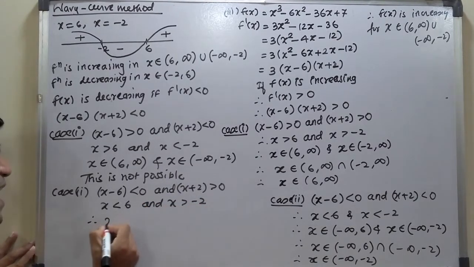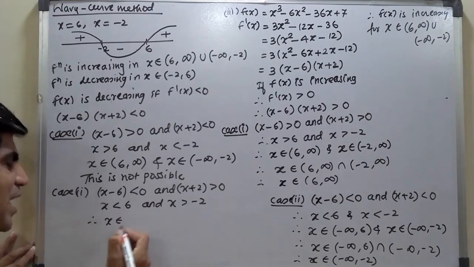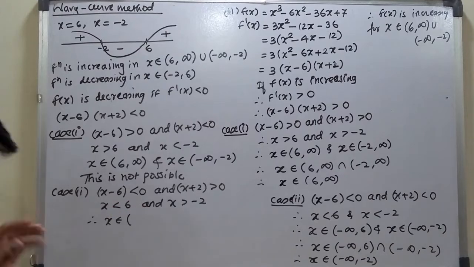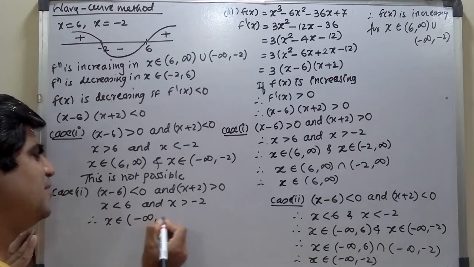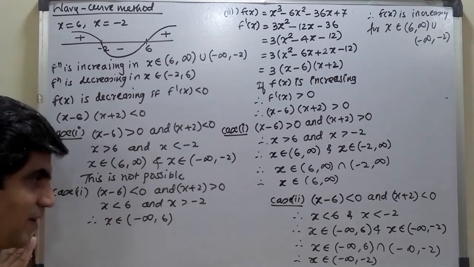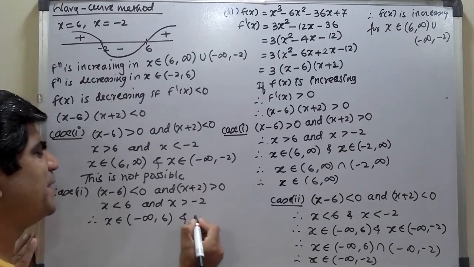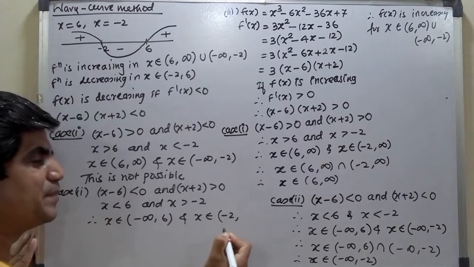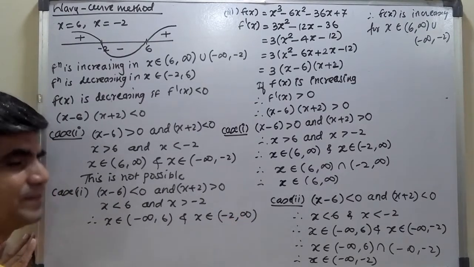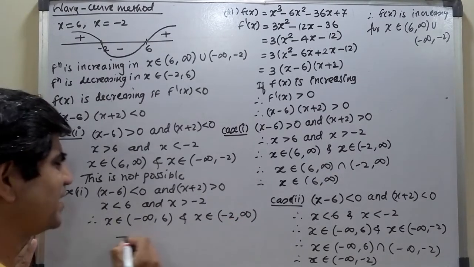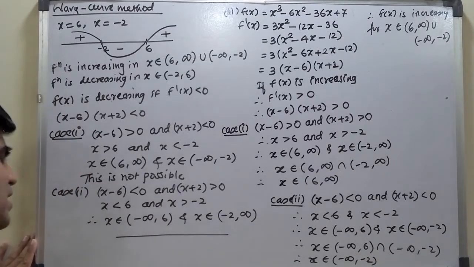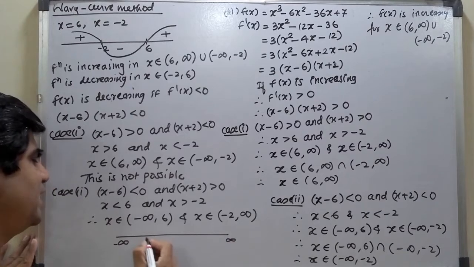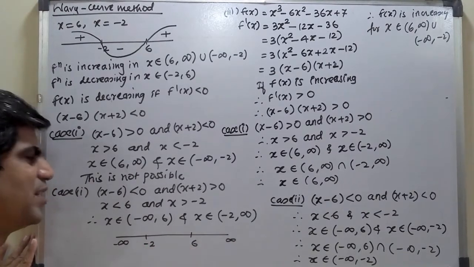So x must belong to the intersection, that is, the set where x is less than 6, which means it must be from minus infinity to 6, right? And at the same time x must belong to greater than minus 2, that is minus 2 to infinity. So if I plot it, this will be your minus infinity, this will be your plus infinity, this will be your minus 2, and this will be your 6.